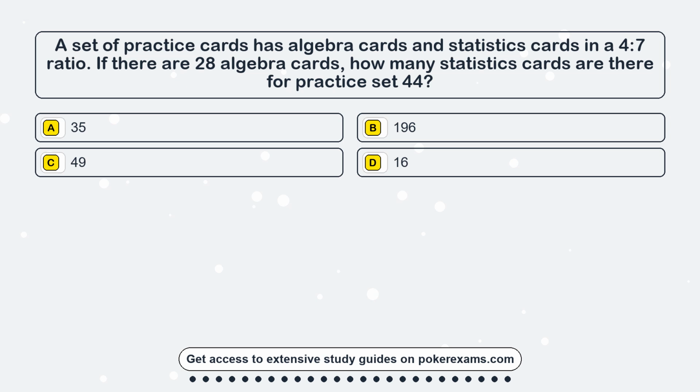Question 4. A set of practice cards has algebra cards and statistics cards in a 4:7 ratio. If there are 28 algebra cards, how many statistics cards are there for practice set 44? Option A 35. Option B 196. Option C 49. Option D 16.